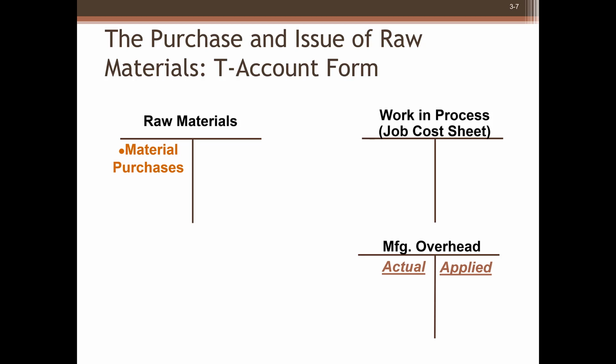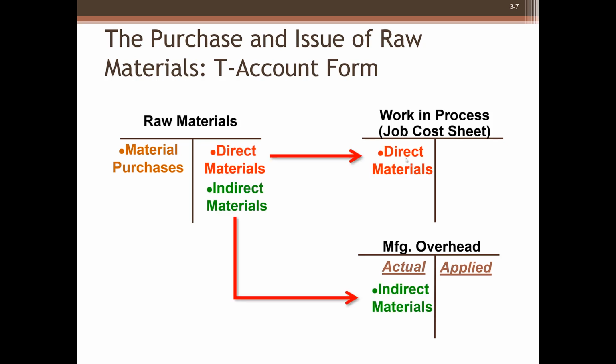When direct materials are used, we decrease raw materials, so we credit raw materials. We debit work in process and record it on the job cost sheet, which we've learned in Chapter 2. So the journal entry here, we debit direct materials cost to work in process, and we credit raw materials.